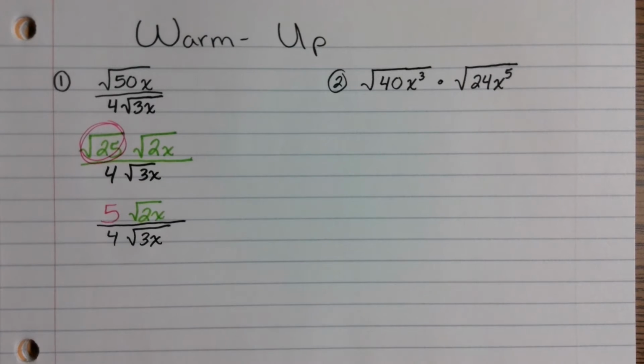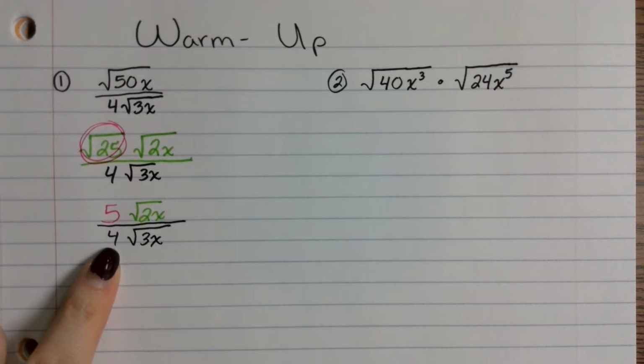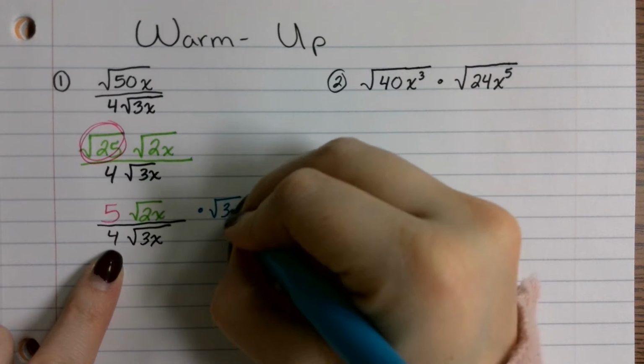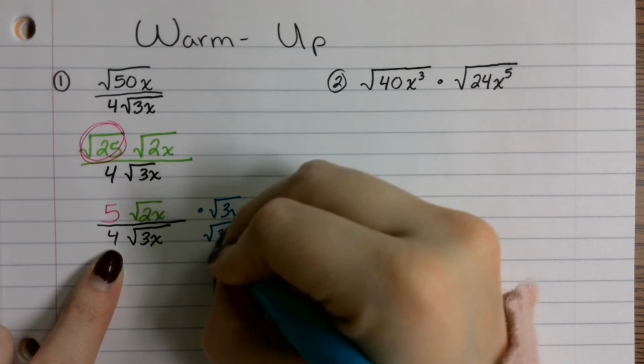Now, to rationalize the denominator, what do I multiply both the numerator and denominator by? Just the square root of 3x. It's the only thing that you're multiplying by. You don't have to multiply by the 4 because the 4 is fine. 4 is outside of the radical, so it's okay. You don't have to try to get rid of that. You only have to get rid of the radical. So you're going to multiply both the numerator and the denominator by the square root of 3x.